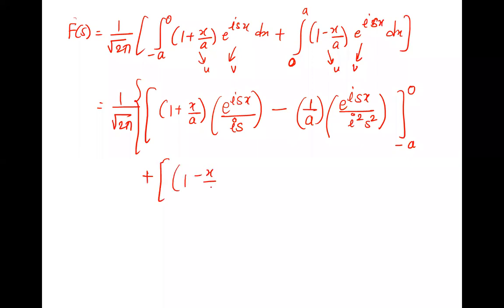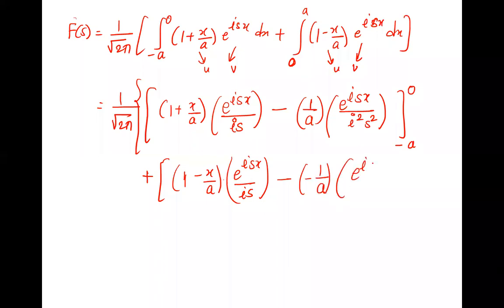1 minus x by a, u into v1, e raised to isx upon is, u v1 minus u dash. What is the derivative of this term? The derivative of 1 is 0 and the derivative of this is minus 1 by a. Minus 1 by a into the integration of this, e raised to isx upon i square s square. And the next derivative of this will be 0. So this is over, from 0 to a. Sure, we'll put the upper and lower limits now.